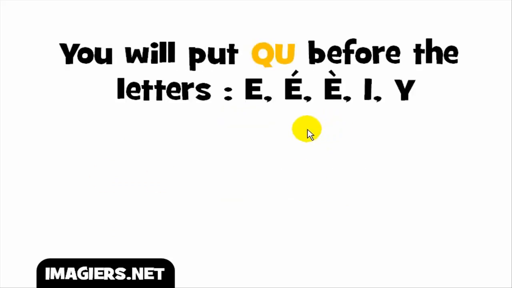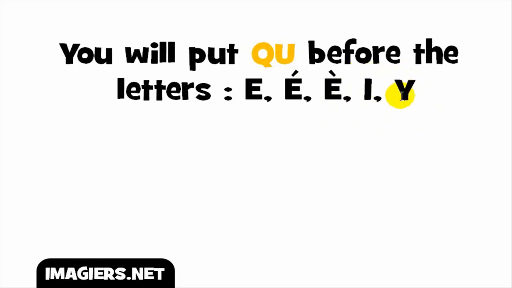But then we've got another way to write the sound k, especially if we combine it with other letters and these vowels. So E, E accent aigu, remember it's the sound é. E accent grave, it's the sound è. And then I and Y.